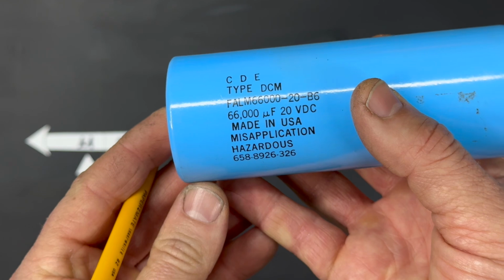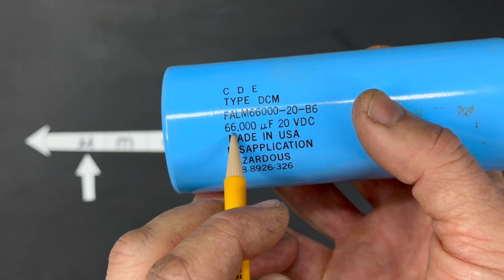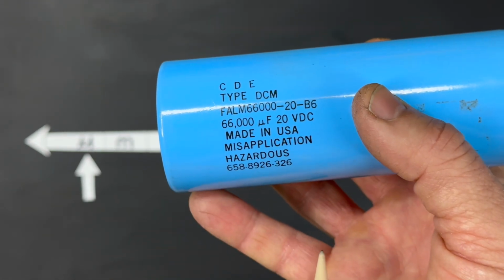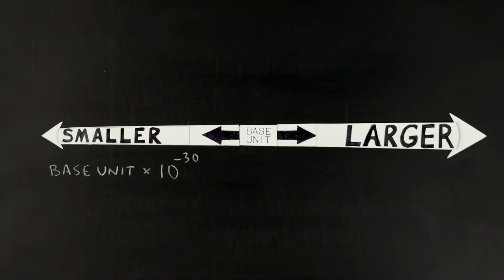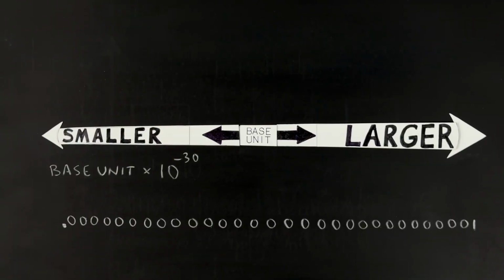Trade workers generally don't use micro for their day-to-day length measurements, but we do use the prefix micro often in electronics, especially when referring to capacitors that are typically rated in microfarads, the farad being the base unit for capacitance. The metric prefixes go on further in the smaller direction with billionths, trillionths, and beyond, all the way to base unit times 10 to the negative 30th power.